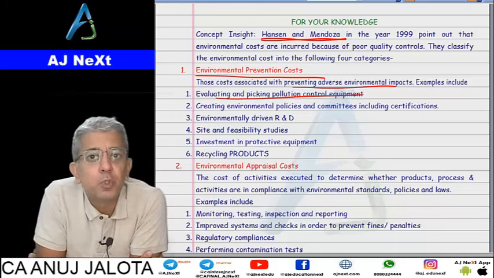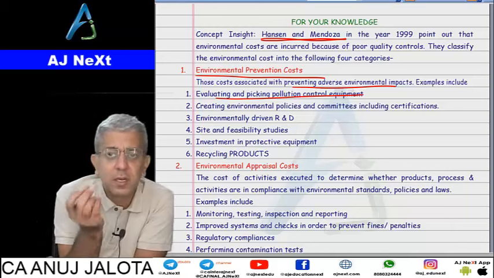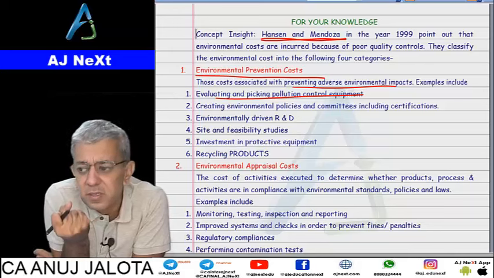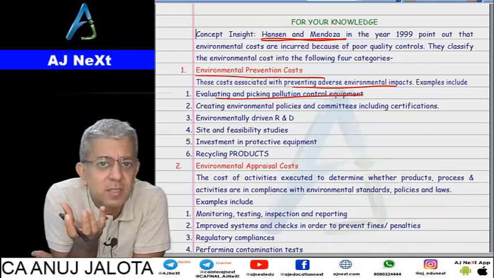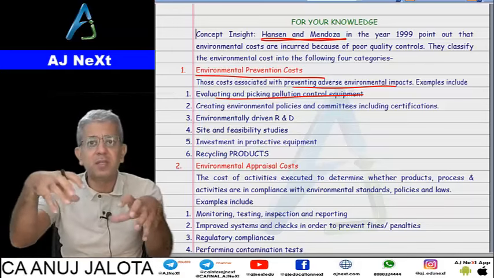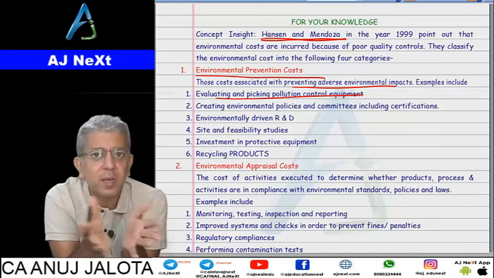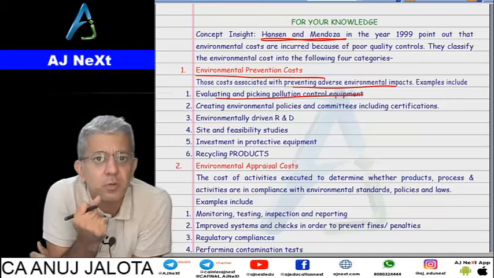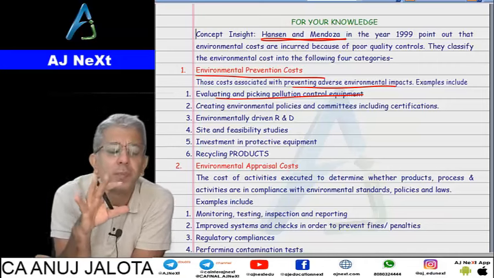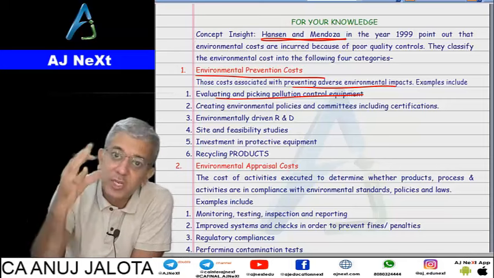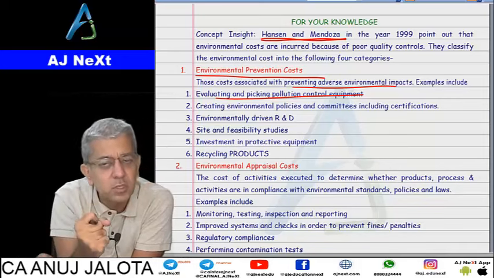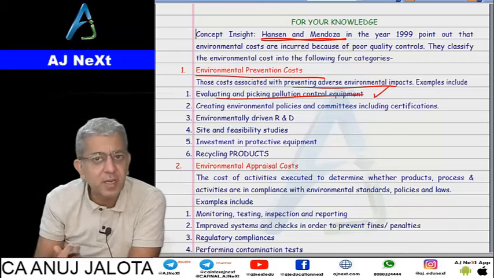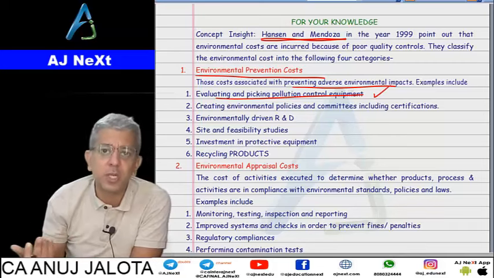Evaluating and picking pollution control equipment, due to which, an incinerator is burning. Incinerator, in Hindi, is a bhatti, whereby the materials are put in and then melted. That is called an incinerator. So a lot of pollution comes out from there. So we have pollution control equipment, something like a chimney, which traps the carbon emissions and does not allow them to go into the environment. So all those things will help you to prevent any degradation of the general environment.